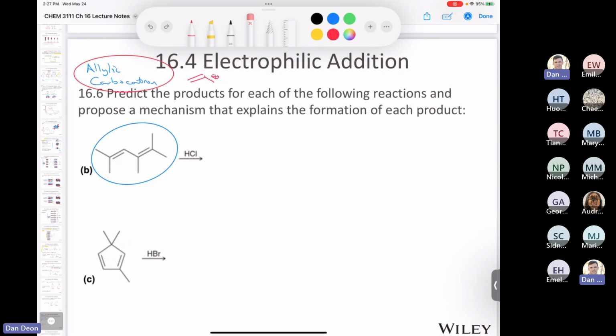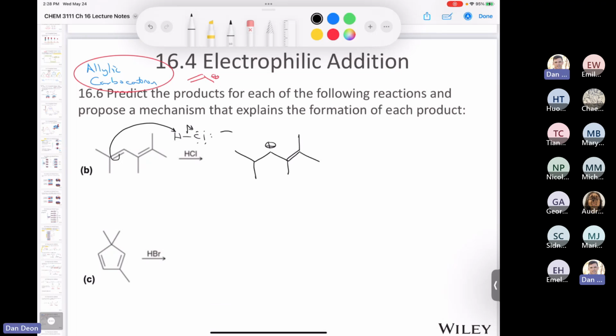Let's see, I'll erase this giant circle that I have here. So I'm going to redraw the HCl molecule like so. And what are we going to do? If we want to form a carbocation right at this position, what would we need to do? We would need to add the proton here. So if we added the proton to that carbon, then we end up with a carbocation here. And now we have an allylic carbocation that looks like this.